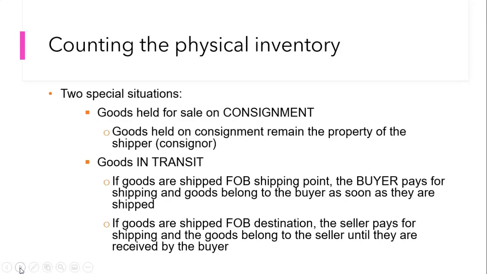When we're counting the physical inventory, of course, you have to count all the inventory that we own that's out on the sales floor, whatever. But there might be some situations where some of the stuff on the sales floor isn't ours, such as when we have some goods held for sale on consignment. So these are other people's goods that are sitting on our store shelves. And when they get sold, then we get a cut, we get a commission, and the rest of the money goes to whoever owned that stuff.